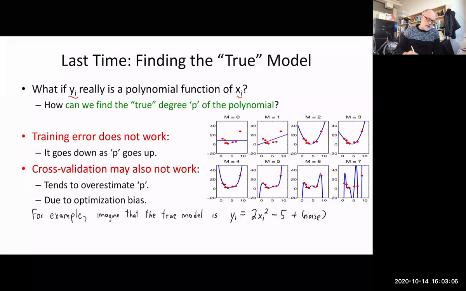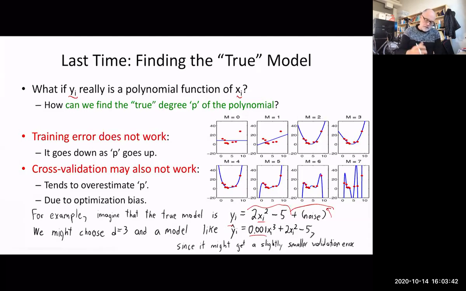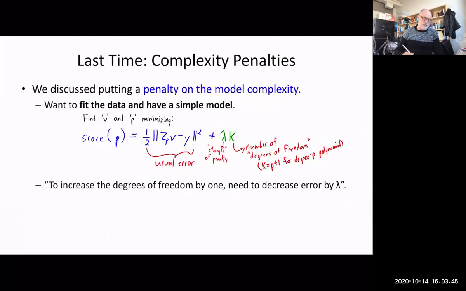due to optimization bias. For instance, if the true input-output relationship is actually a second-order polynomial with this particular form, 2xi squared minus 5, but notably plus some specific noise, then you might choose one of the higher order polynomials that just happens to fit that noise a little bit better by putting some small amount of mass on one of the higher order terms. Such a model might get slightly smaller validation error, so that might not necessarily work.